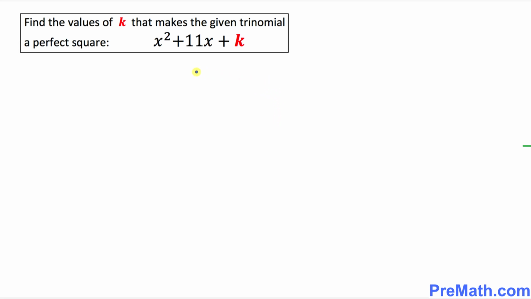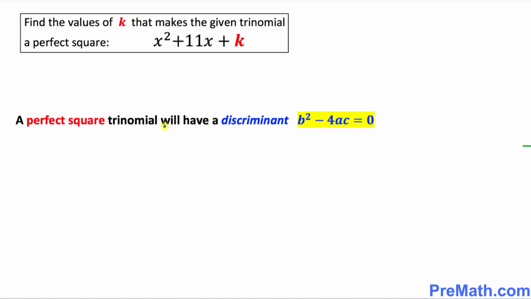Over here we have a trinomial x squared plus 11x plus k, and we want to find the value of k such that this trinomial becomes a perfect square. And we know that a perfect square trinomial will always have a discriminant b squared minus 4ac equal to 0. So let's go ahead and calculate the value of this discriminant.